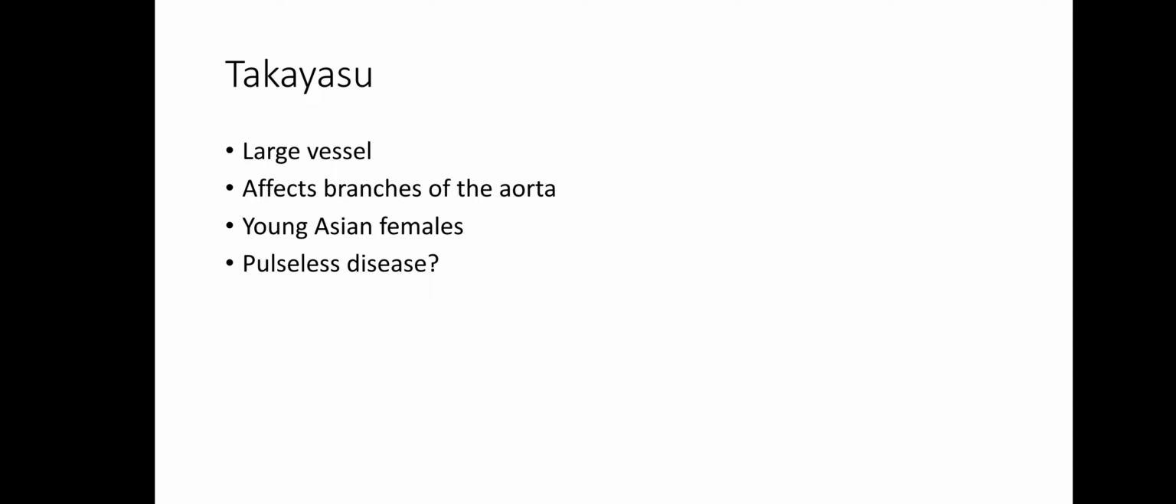Large vessel as in why? Because it affects branches of the aorta. And the epidemiology of the disease is usually it occurs in young Asian females. So young Asian females presenting with a vasculitis affecting the branches of the aorta, think of Takayasu. And one of the most interesting presentations of Takayasu is pulseless disease, which means you can find that when you try to check for a pulse in, let's say, the arms or even the legs, you won't get the pulse. Why?